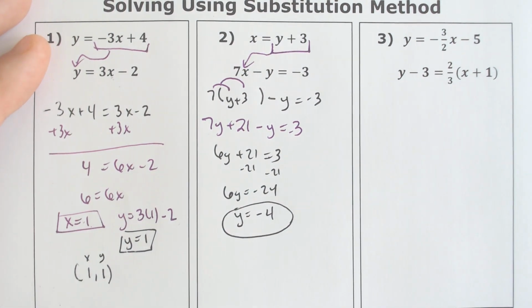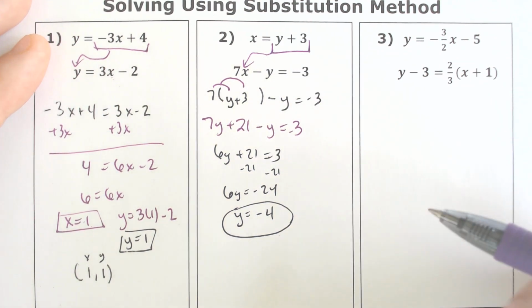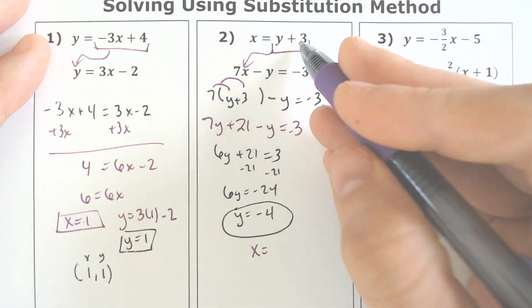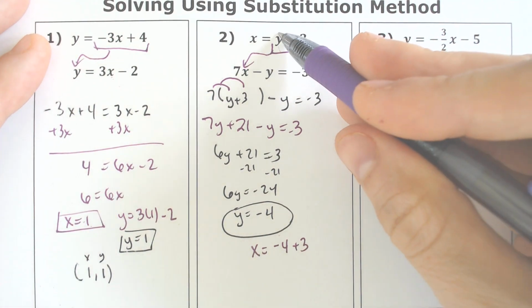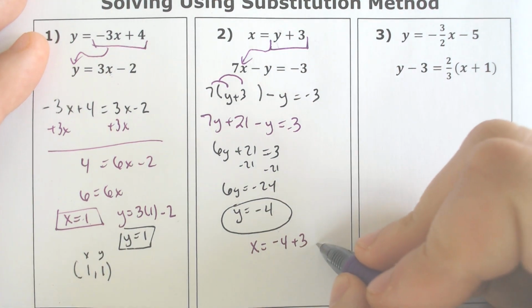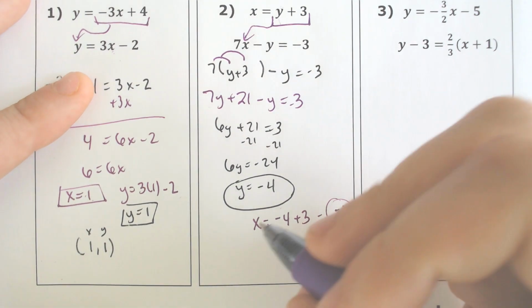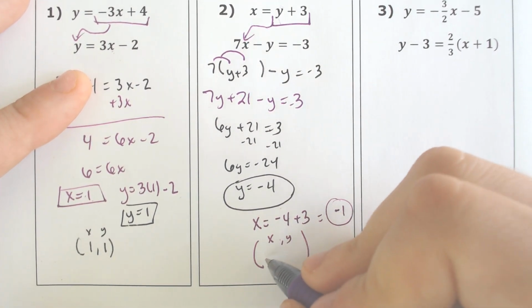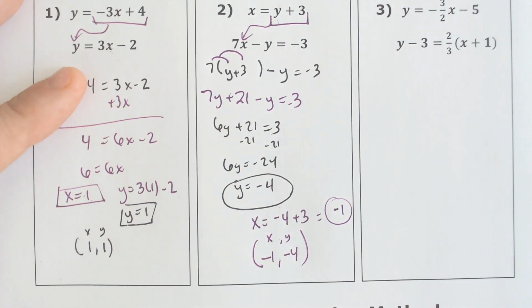Again, you're not done. We got to plug that y value into either of the two equations. Top equation looks like it's way better in this case to solve for x. X equals y plus 3, so that would be negative 4 plus 3. Plugging it in for that y right there. Which means that x is equal to negative 1. Write it in coordinate form. X comma y would be negative 1 for x, negative 4 for y. Make sure you're putting it in the right order.